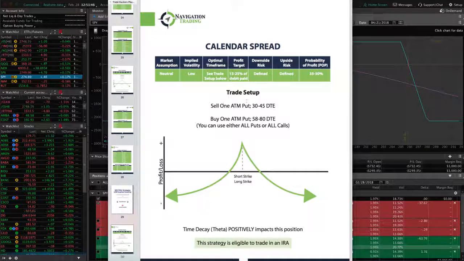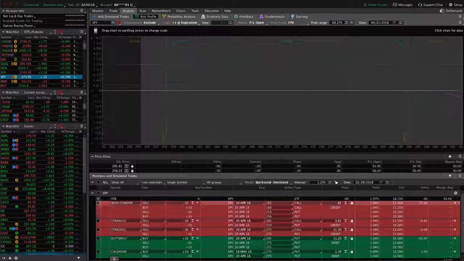And to enter a calendar, you're simply going to sell one at the money put in that 30 to 45 days to expiration, and you're going to buy an at the money put in a further out expiration cycle in that 58 to 80 days. This is what that'll look like on the graph. Like the others, time decay is positive, and this strategy is eligible to trade in an IRA. So you can trade it in an IRA or a margin account. Let's go back to the platform and take a look.